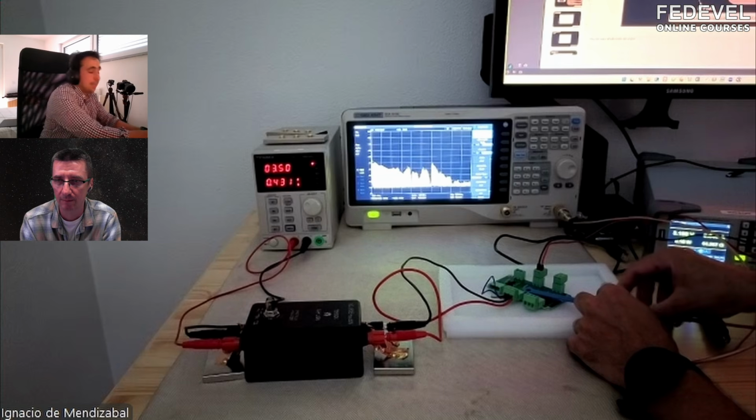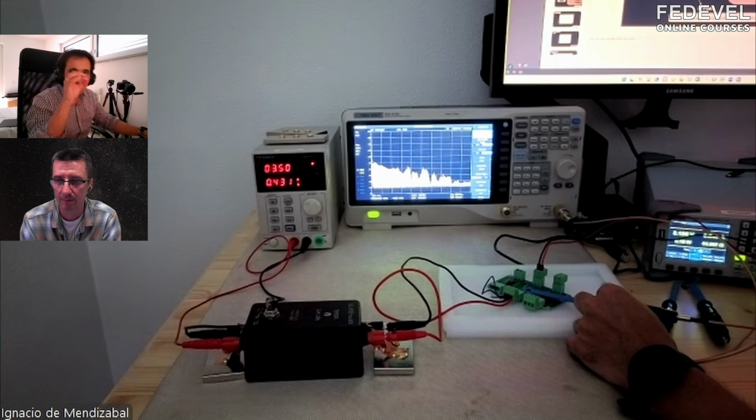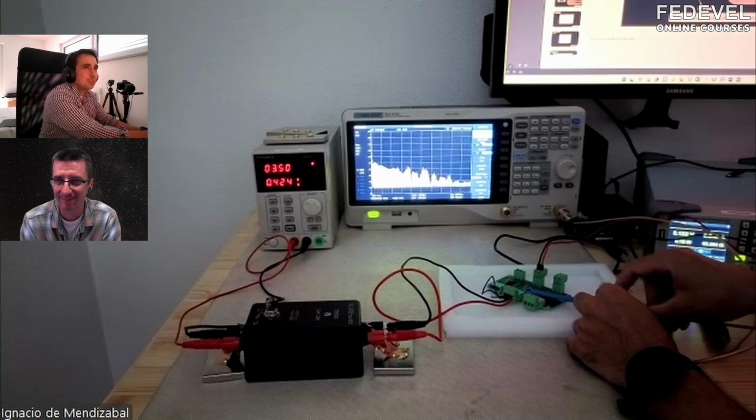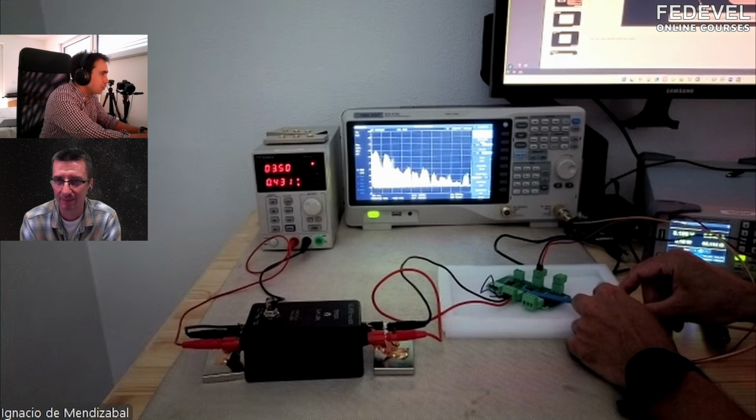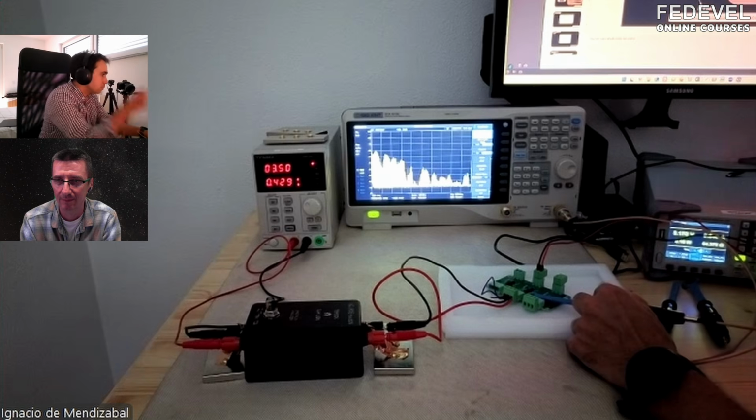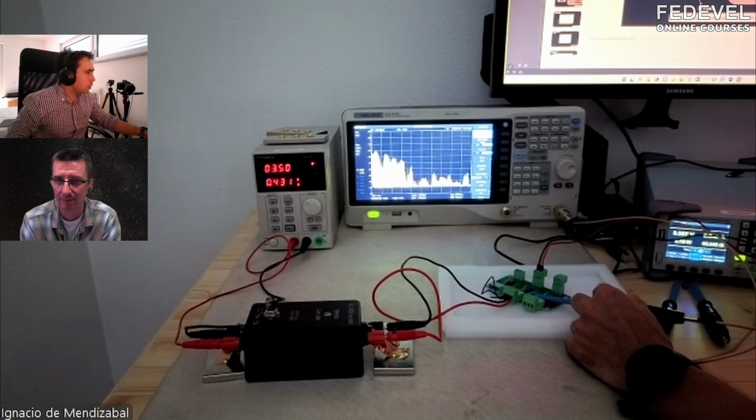So in this case, we were cheating because we know exactly where to look. But what happens if I move? Now I have the probe a little bit closer, but it's already far, so it's not on the inductor anymore. So the signal almost disappears. It's capturing very little of the energy.